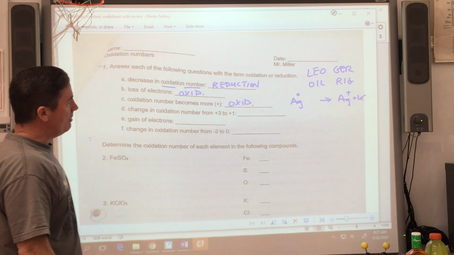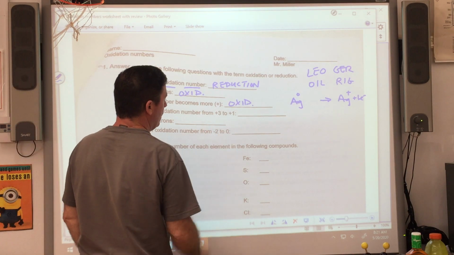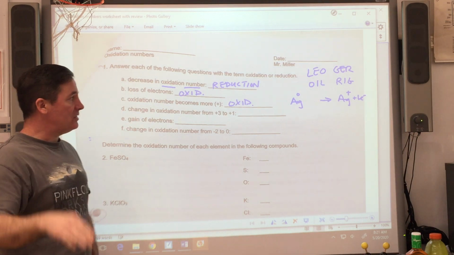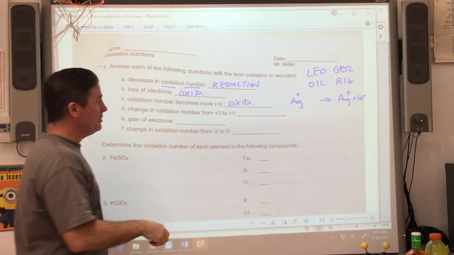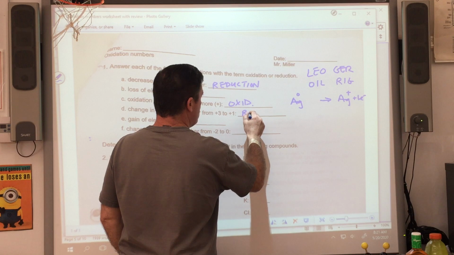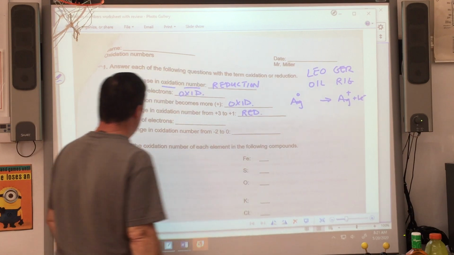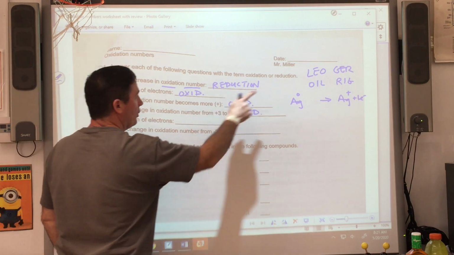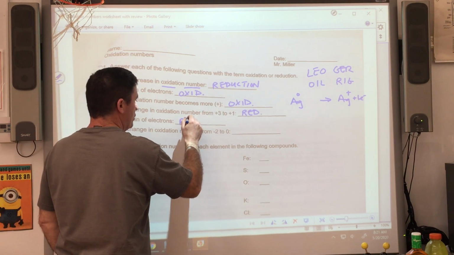Change in oxidation number from +3 to +1. +3 to +1. What's happening to the oxidation number? It is going down, it is getting reduced. If I'm gaining electrons, GER, reduction.